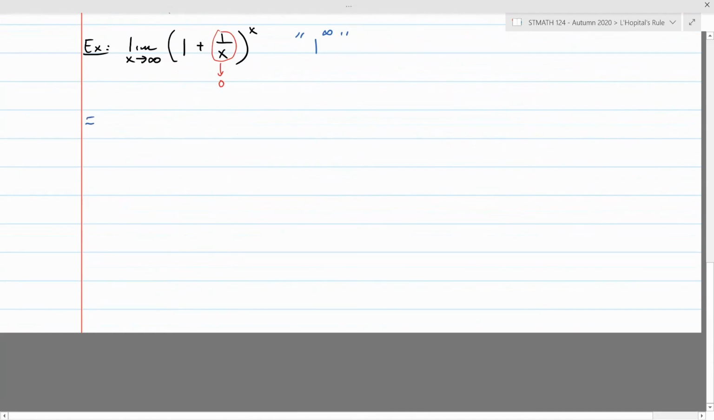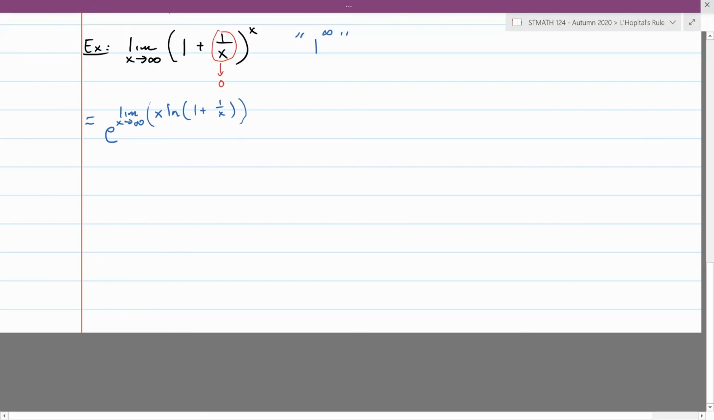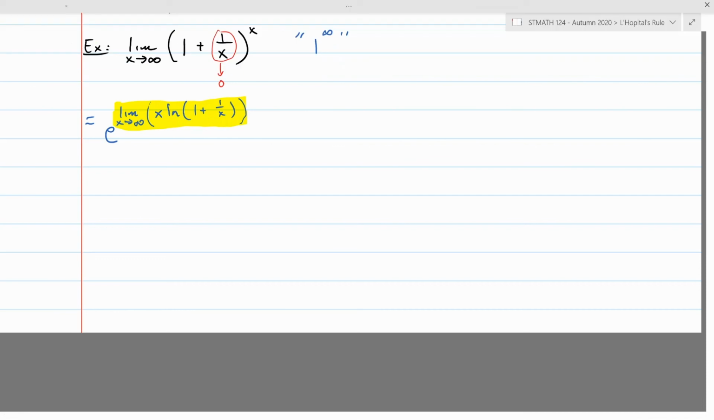So this is equal to e to the limit as x goes to infinity of whatever the exponent was times natural log of whatever the base was. So like this. And now this limit, we're going to evaluate it separately. So the limit as x goes to infinity of x natural log of 1 plus 1 over x. What's going on with this? Well, as x goes to infinity, the x factor there is going to infinity, and then natural log of 1 plus 1 over x, what's inside the natural log is going to 1, and the natural log of 1 is 0, so this is infinity times 0.